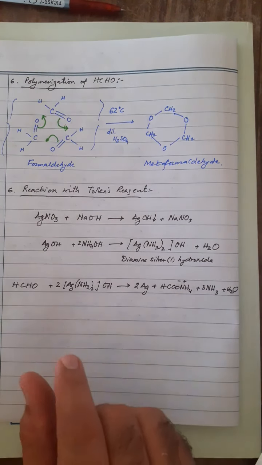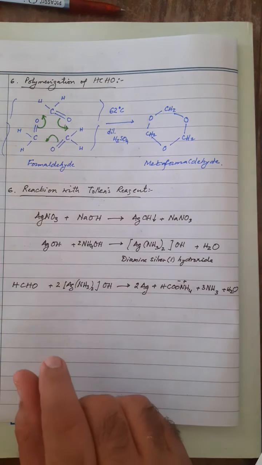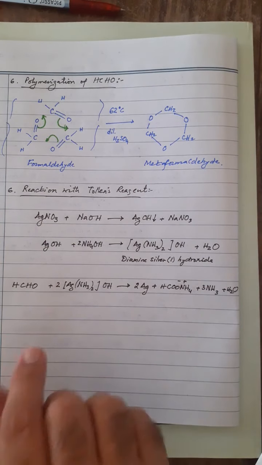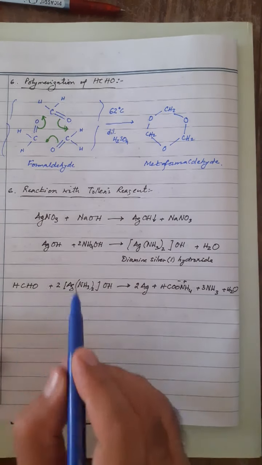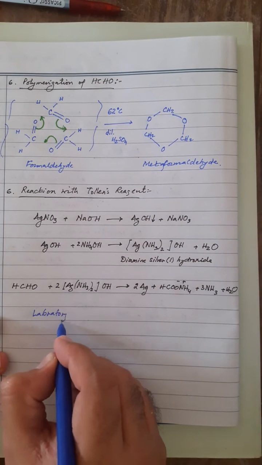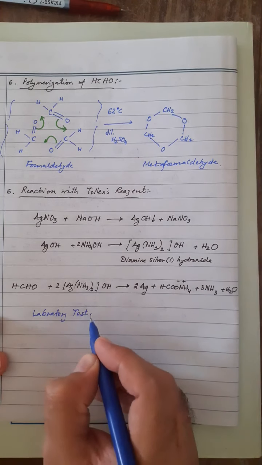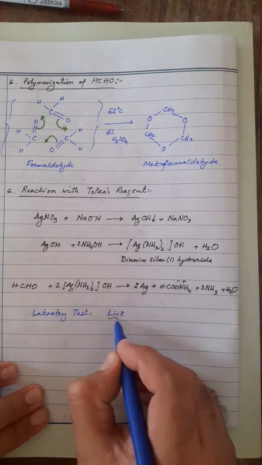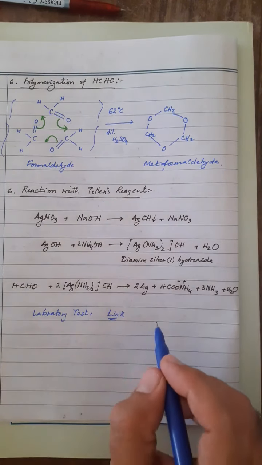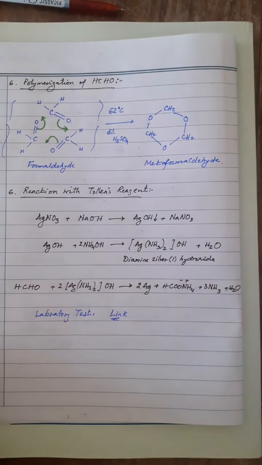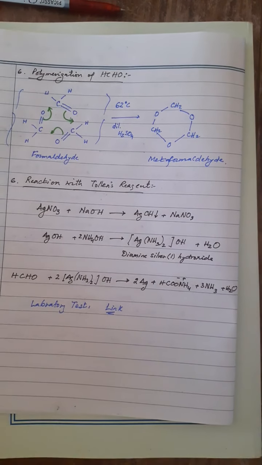This test was used by Tollen to find the presence of the free carbonyl group like formaldehyde and glucose. This test is nowadays used in laboratory. So because this is a laboratory test, I will go again and find a link so that you can click on it in the description, and you can go to some people and they will be showing you real chemical reaction and real silvering of the mirror test.